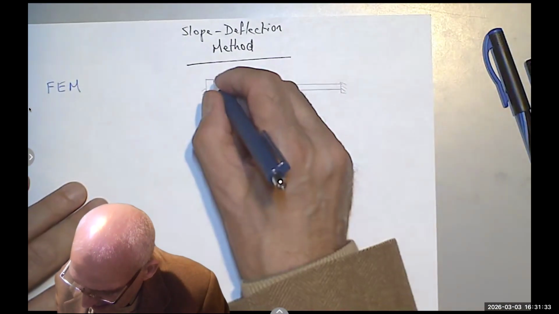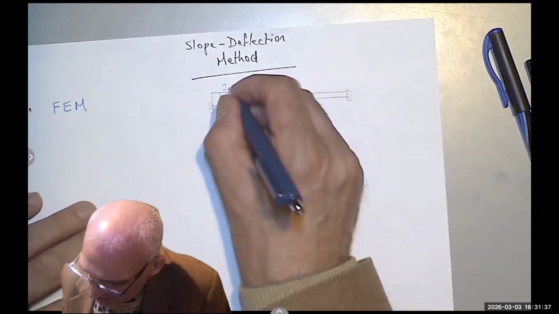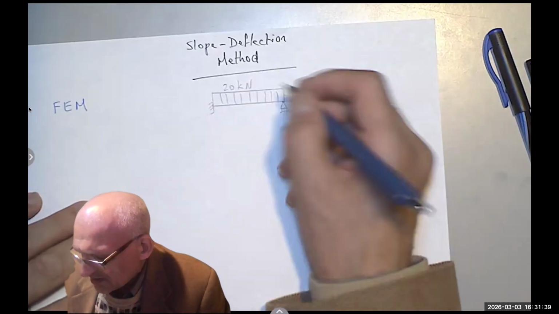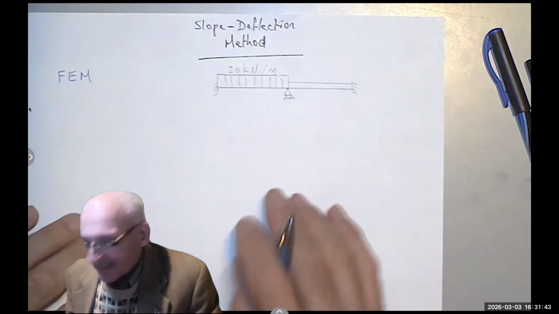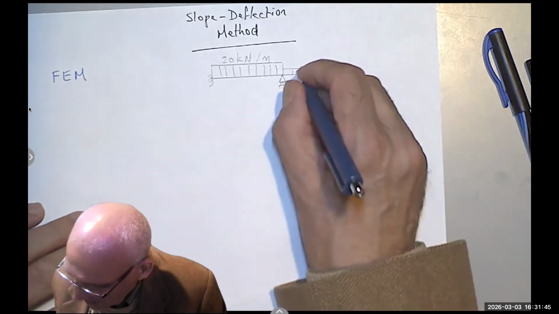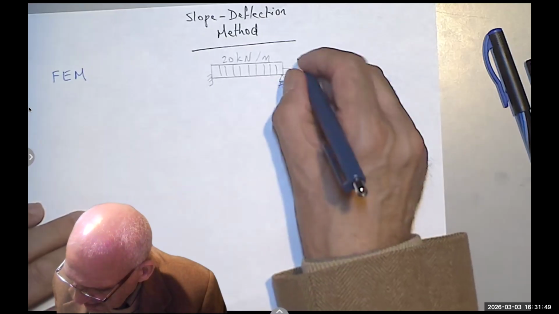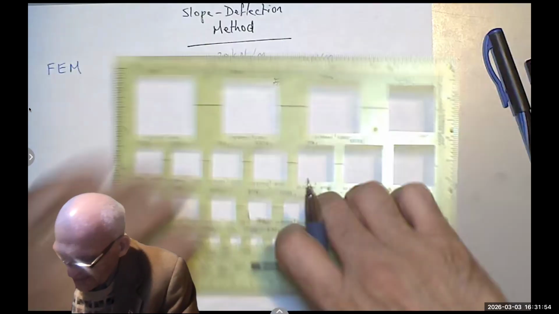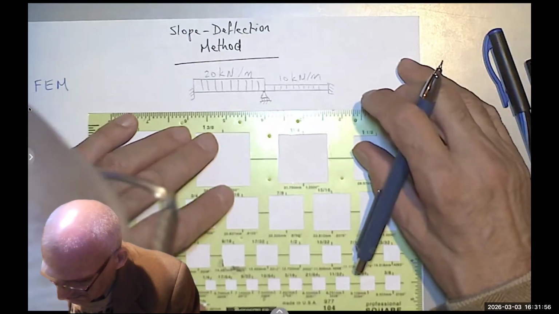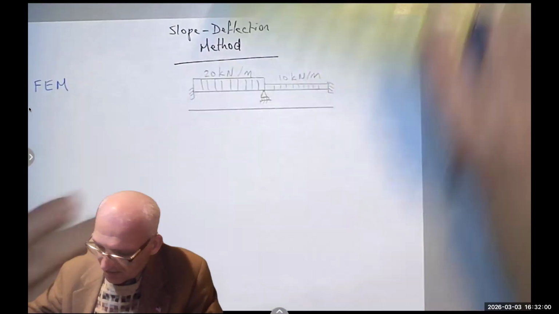Let's say this thing is 20 kilonewton. Maybe you can do it higher, but it doesn't matter. It's the method, not the actual values. 20 kilonewton per meter, and this is 10 kilonewton per meter. And let's say that each bay here is, what, 3? You get 4 meters long.